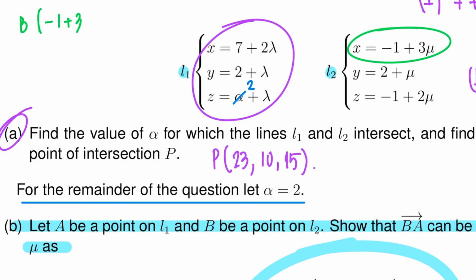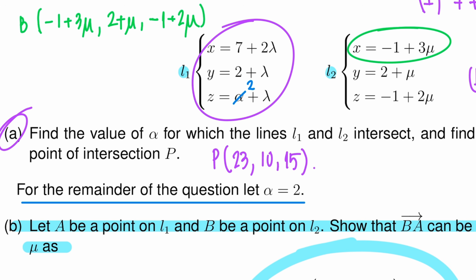Now for L2, the general point, any point that belongs to line 2, will have the following form: negative 1 plus 3 mu, comma 2 plus mu, comma negative 1 plus 2 mu.